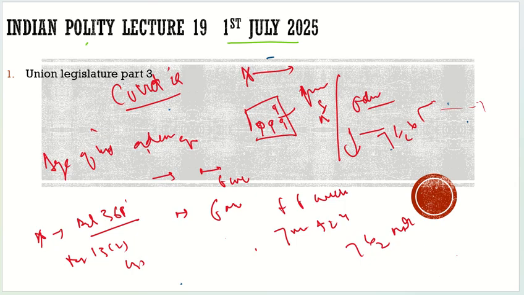And with respect to ordinary bills, one thing I forgot to mention to you: all the ordinary bills are passed by simple majority, but there is an exception. What is that exception? A bill under Article 3. For that, the prior approval of the president is important. This is the only exception to it.